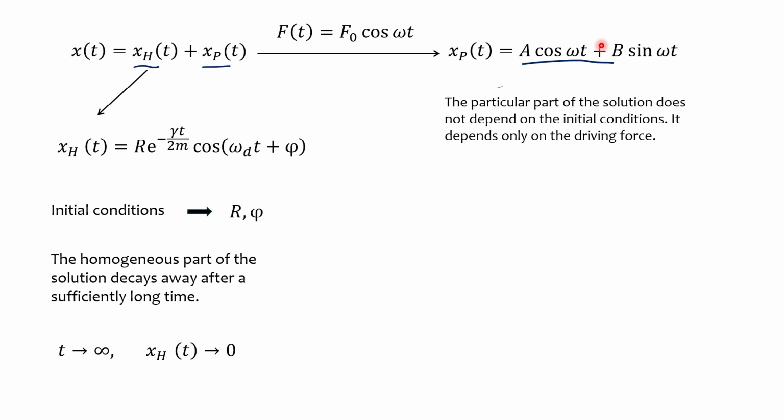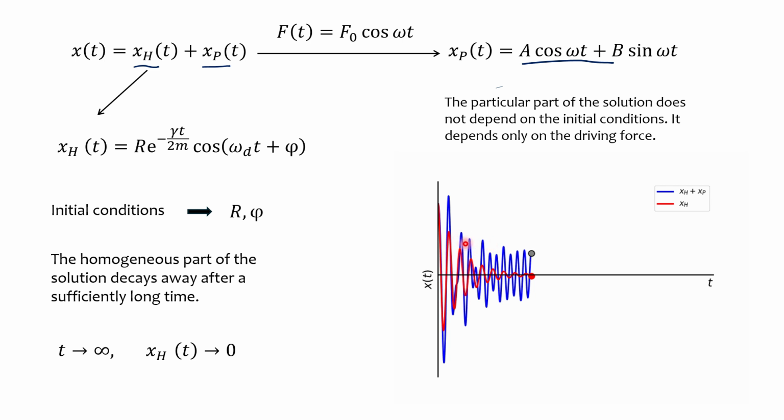The form written here is valid only for the harmonic driving force. For different driving force, we would get a different particular solution. In the case of harmonic driving force, a very important parameter is the value of the driving frequency omega. And we've also discussed how the nature of the solution depends on the frequency of the external driving force. Before we do that, here is what the solution actually looks like.